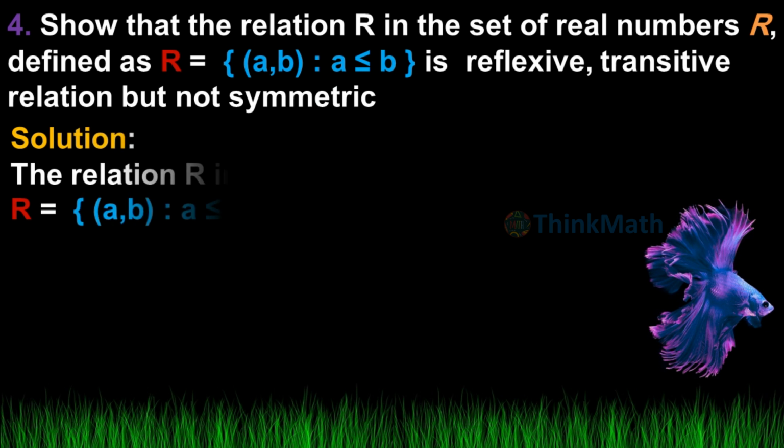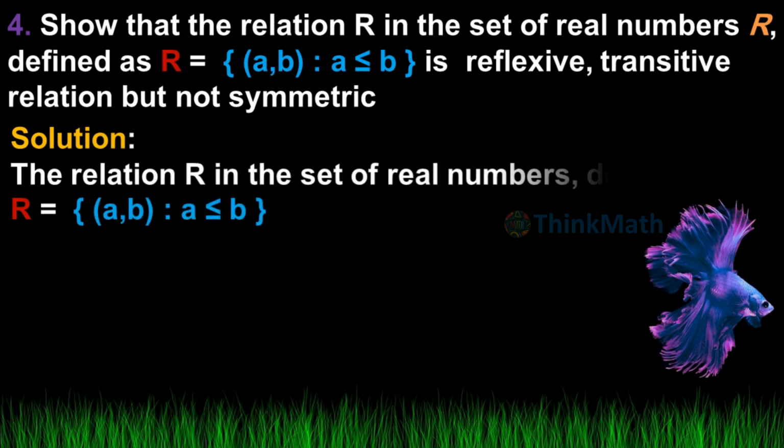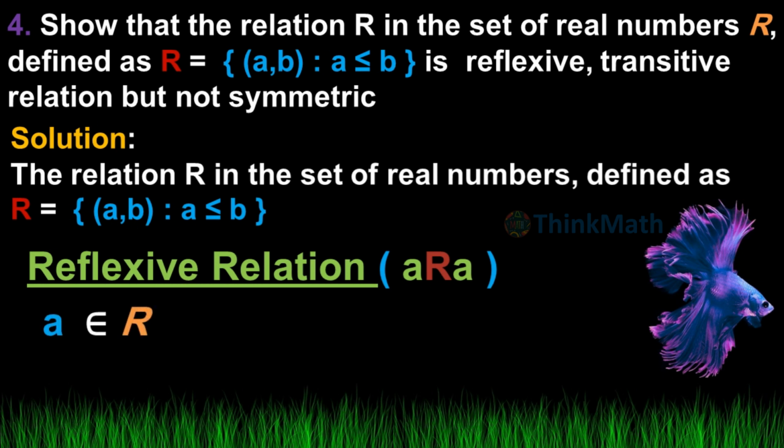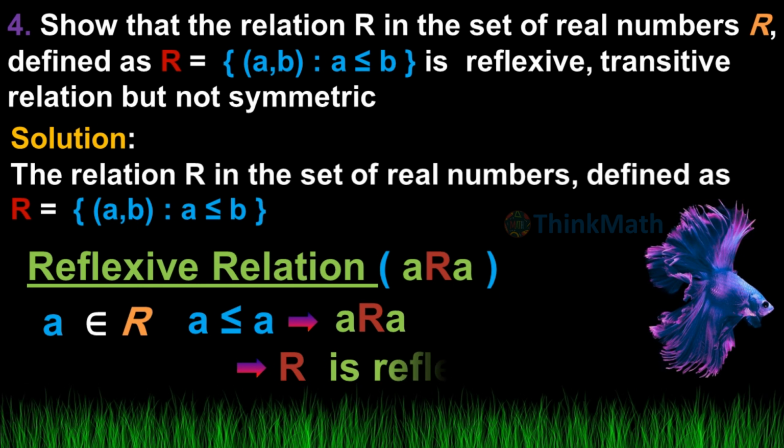Solution. The relation R in the set of real numbers is defined as R equal to the set of all (a, b) such that a is less than or equal to b. Reflexive relation. A is related to A, where a belongs to the real numbers R. A is less than or equal to A. For any number from the set R, this is true, which implies A is related to A. So R is a reflexive relation.